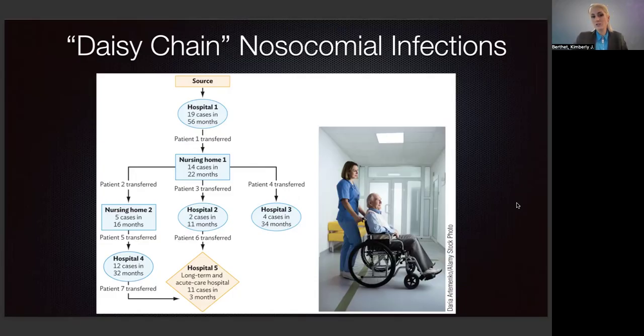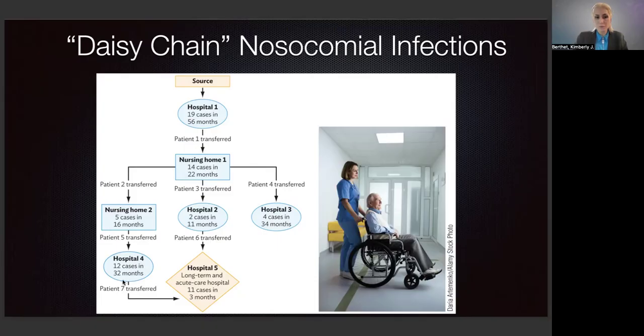Following that, we have patients from this nursing home moving into other nursing homes or into hospitals. So we see patient 2 is transferred to nursing home 2, patient 3 is transferred to the hospital, and patient 4 is transferred to hospital 3. Now, if these 14 cases are any of these people being transferred, we quickly see the spread of this disease from hospital 1 to a nursing home to infiltrating additional hospitals and nursing homes.